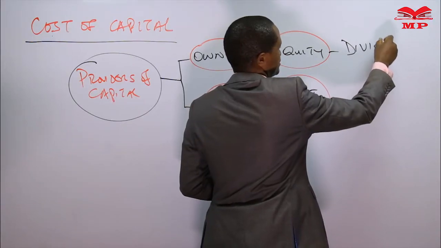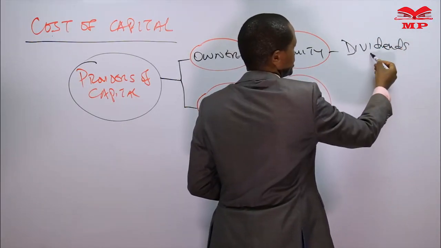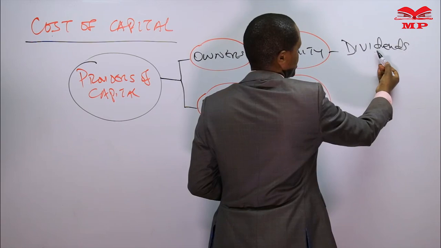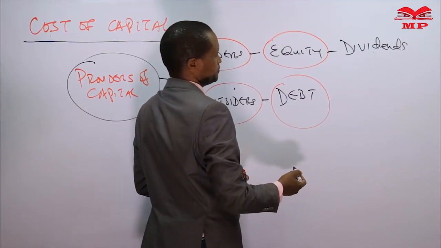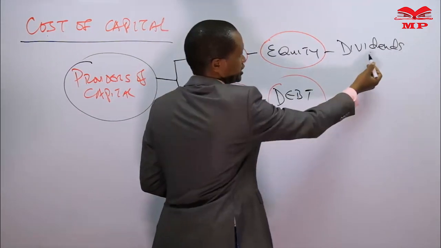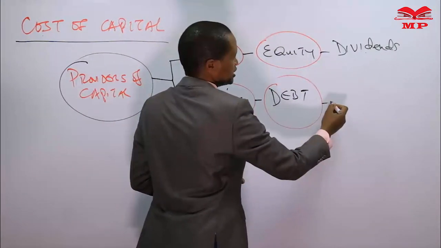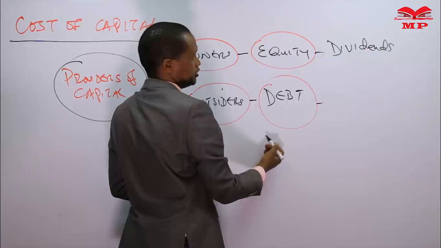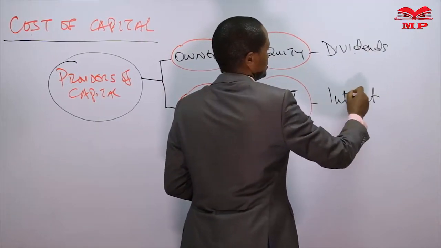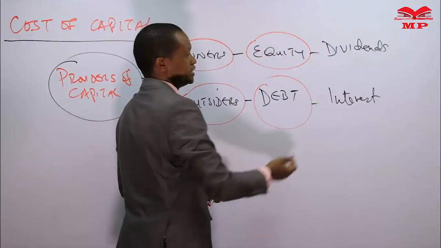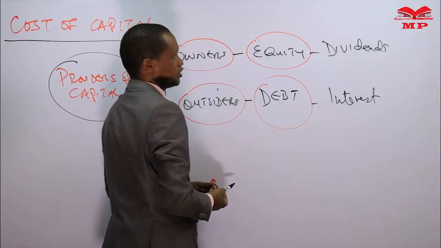Dividends. This cost is referred to as dividend. And the money that is paid to outsiders is referred to as interest. So interest is a cost, dividends is still a cost.